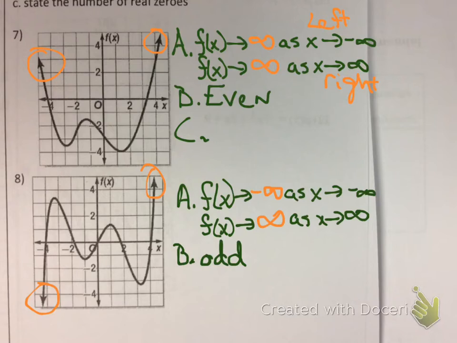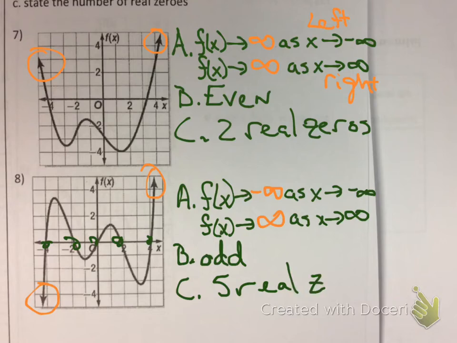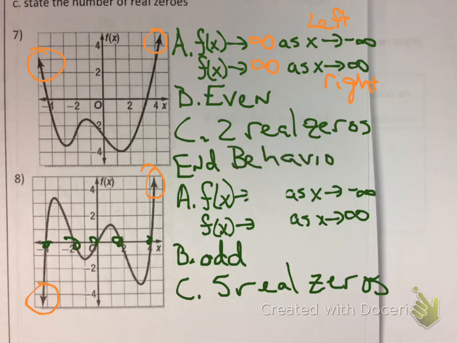Then the c is how many times does it cross the x-axis. And then on number 7, we can see it crosses it 2 times. And on number 8, we can see that it crosses 5 times. I don't know why some people on the quiz could put something completely different, but there you go. Okay, so don't forget part A is what's called end behavior. So you might want to make note of this little bit and put that into your note card.